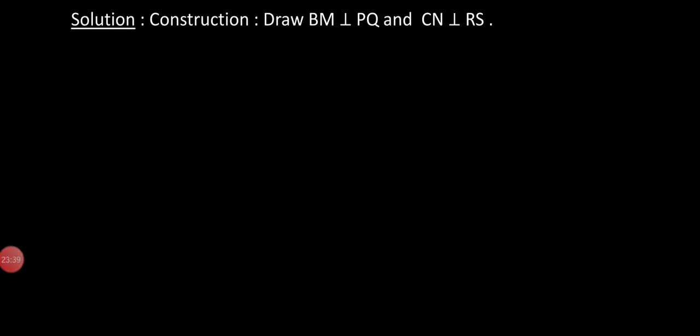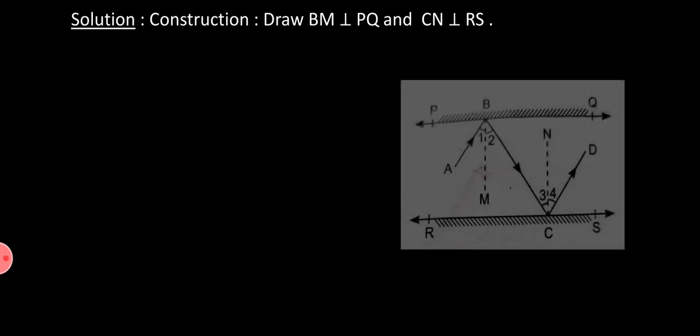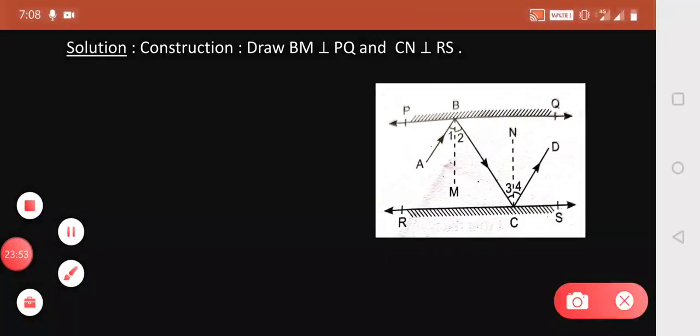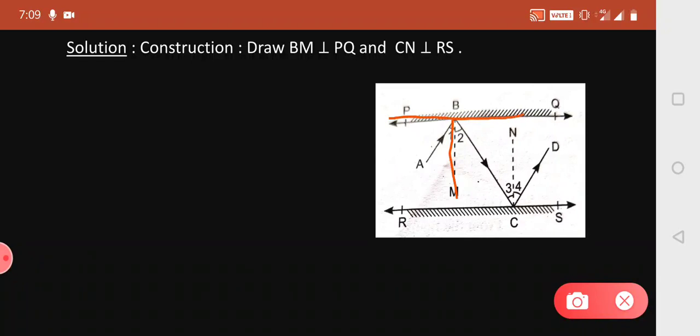For solution, we first draw a construction. In construction, we draw BM perpendicular to PQ and CN perpendicular to RS. Let's see the construction in the figure. Yes, we have drawn BM which is perpendicular to PQ. Similarly, we have drawn CN which is perpendicular to RS.